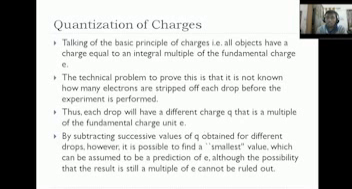Still, for approximate results, we could do one thing. By subtracting successive values of Q obtained for different drops, it was possible to find the smallest E. But it was still not certain that this was the smallest E that could ever happen. This E could also be a multiple of smaller factors. Thus the value of E which they got from this quantization of charge, the oil drop experiment, is still under consideration as to whether it is right or not, because it may be a multiple of the smallest charge. But in later experiments, it was proved that this charge was equal to the fundamental charge E.